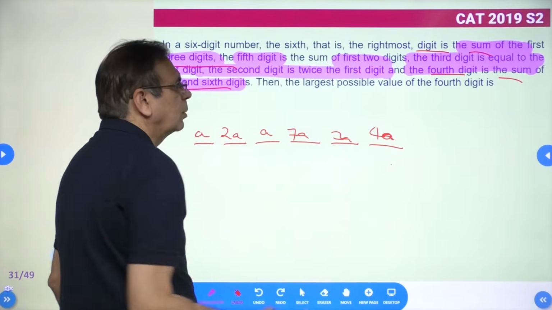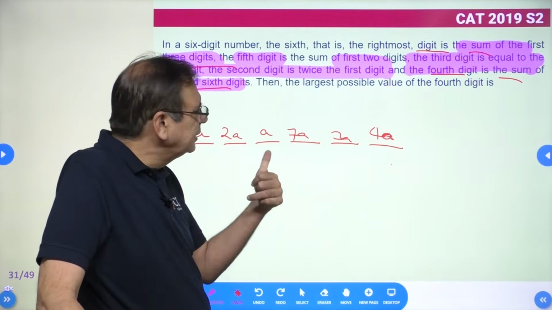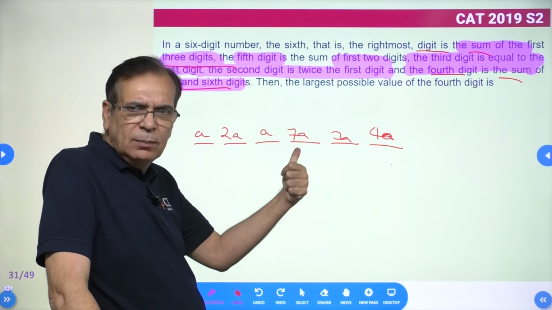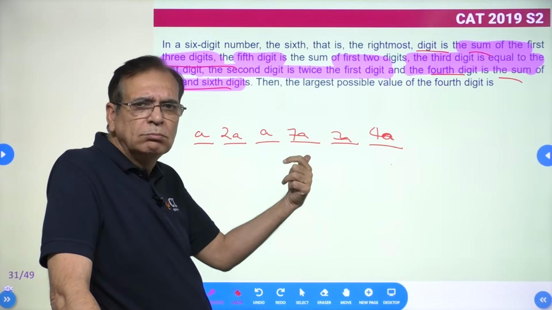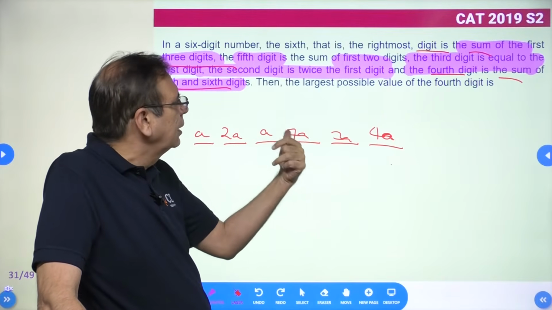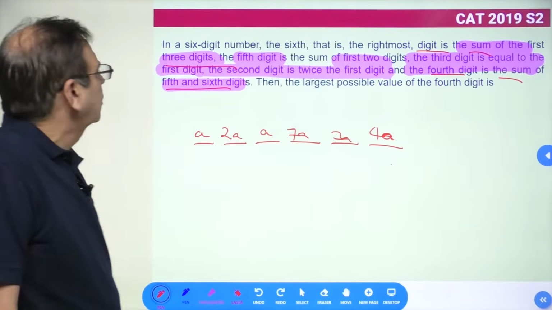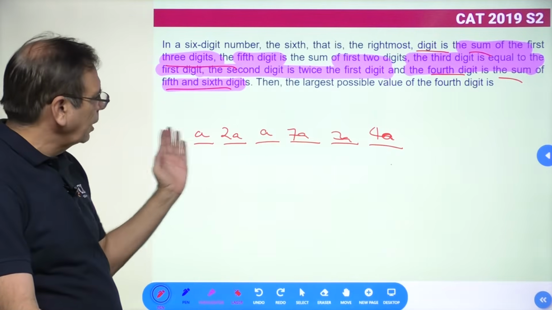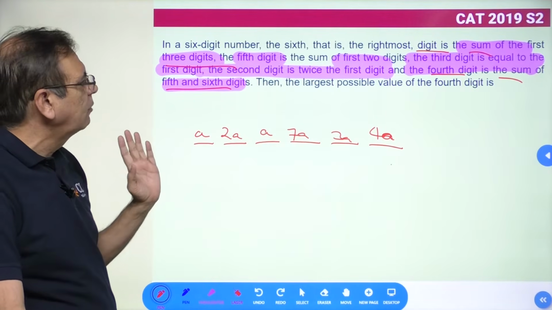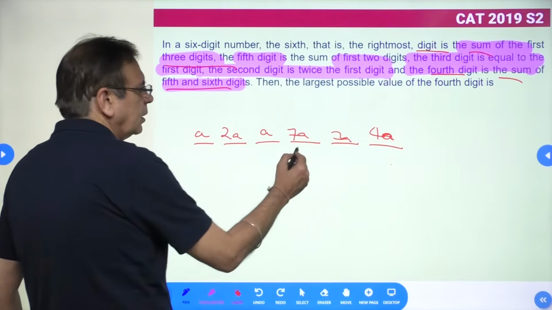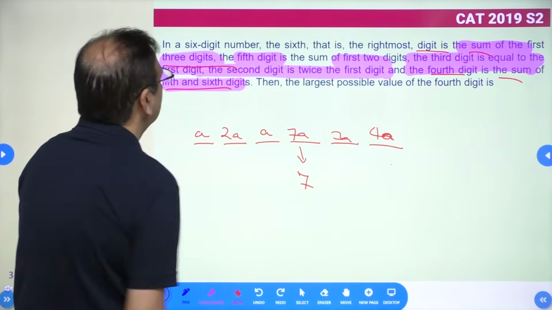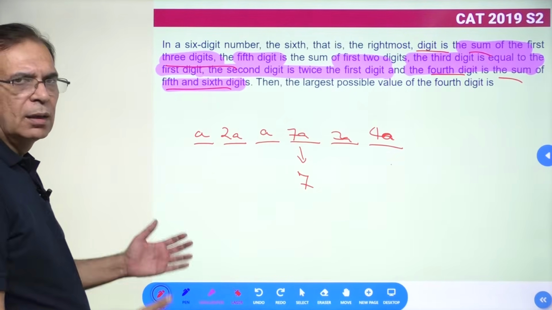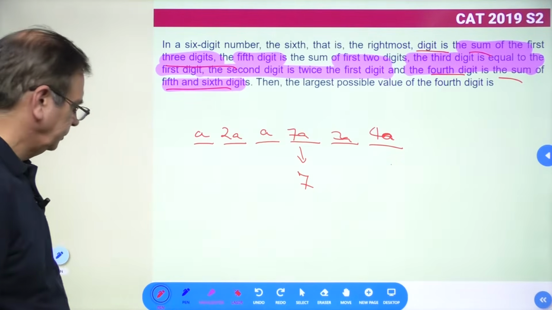Now what is the largest possible value of the 4th digit? A is a digit. A can be 1. Can it be 2? No, because if A is 2, this becomes 14. So the largest possible value of this digit will be 7, because it's a 6-digit number. So A equal to 1 will give us the answer.